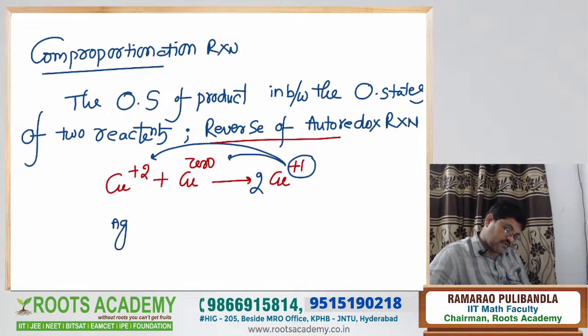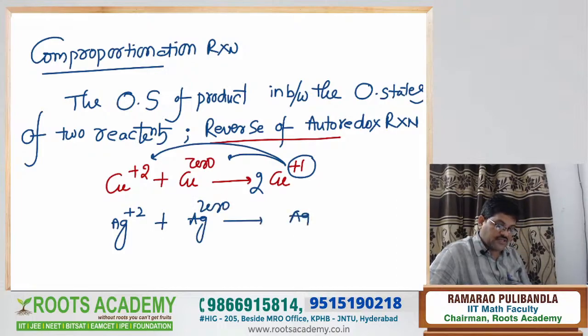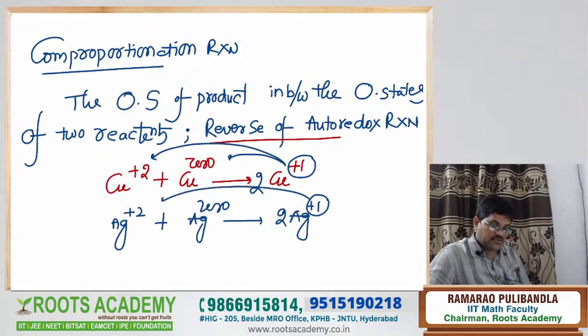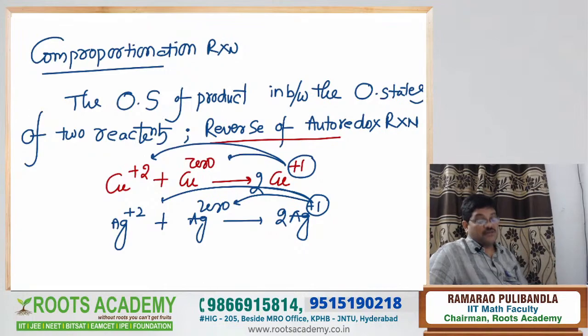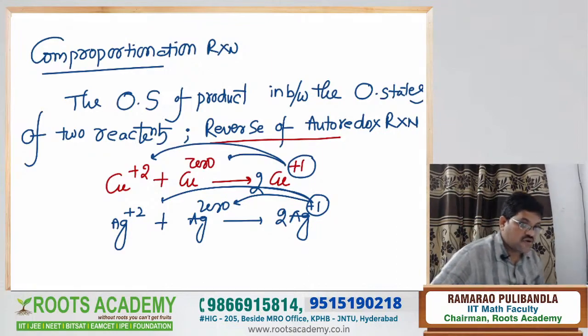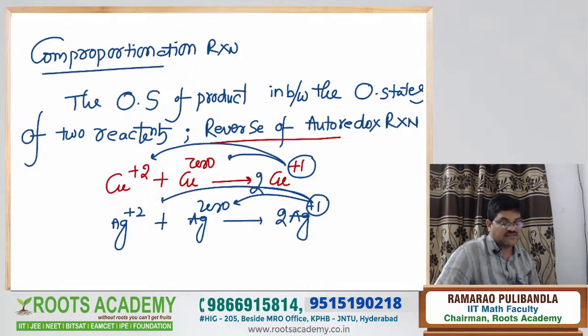Say for example, Ag plus 2 and Ag 0 becomes Ag plus. Understood what I am saying? The oxidation state of the product, plus 1, is in between plus 2 and 0. So plus 1 is in between, the reverse of disproportion is called comproportional reaction. Like this. Is it clear?